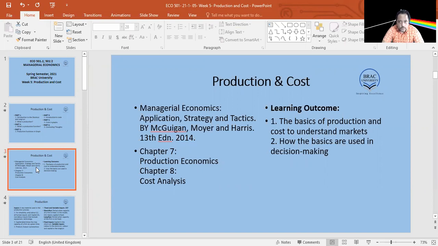The learning outcome will be very simple. We'll try to find the basics of production and costs to understand markets, because markets is the main thrust of our course. And in order to do that, we needed to see two sides of the market: how households respond, and now how the firms will respond. And then based on all this, we'll try to find out how the basics are used in decision making.